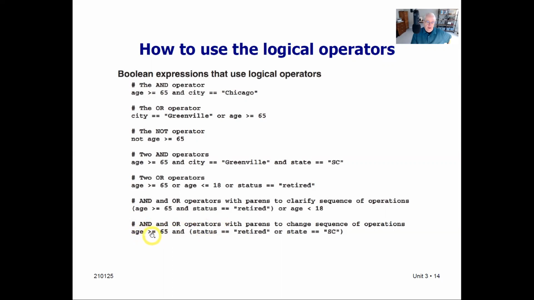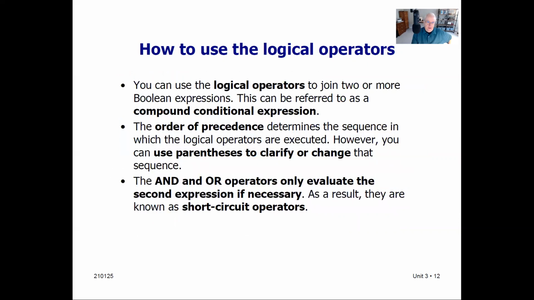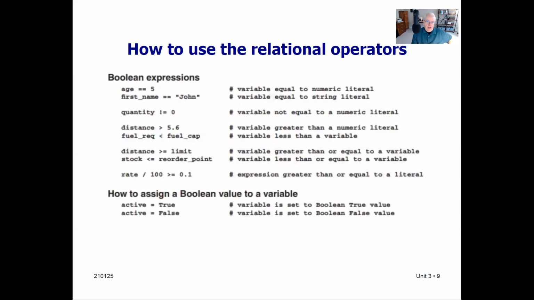So age is greater than or equal to 65, and now one of these things has to happen. Status has to equal retired, or state has to equal South Carolina. How about that? So these are fairly logical. That's why they're called relational operators. We can understand how they work. We can understand how they fit into a compound expression there. And we can do a lot of programming with that. Any questions about these guys, these logical operators, the relational operators?